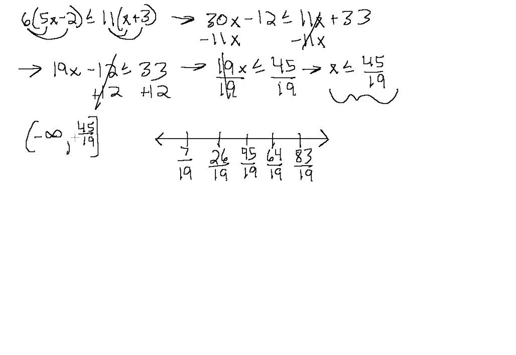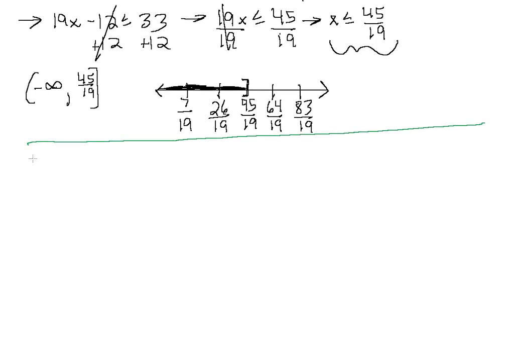So we want all the numbers starting in negative infinity out here, all the way up to 45 over 19. We're including 45 over 19, so we place a bracket here at the point 45 over 19, and it's opening to the left because we're going to shade to the left. We want all the values to the left of 45 over 19. And there's our solution graph. So not a whole lot to it. Let's just do some more practice.